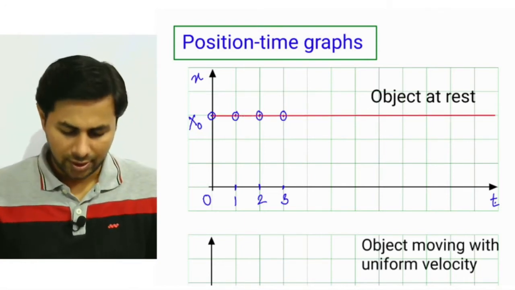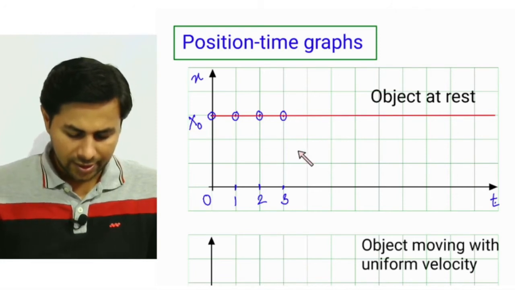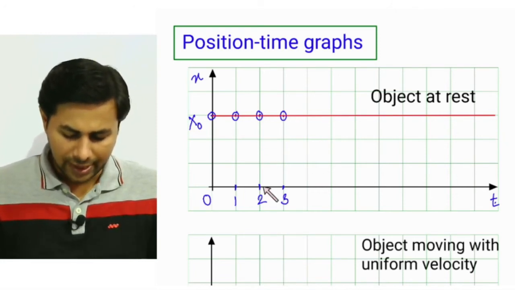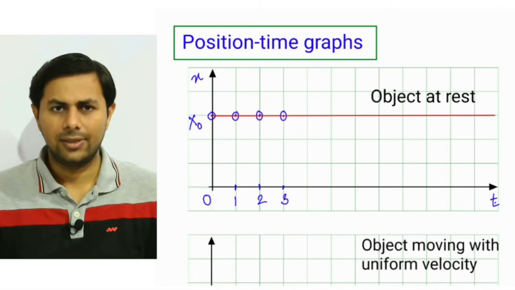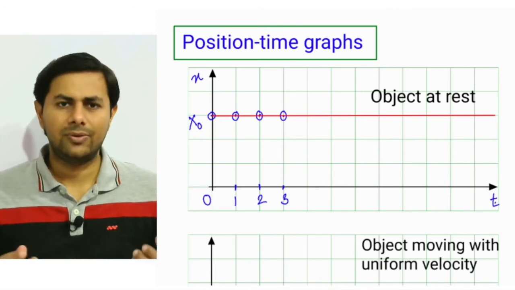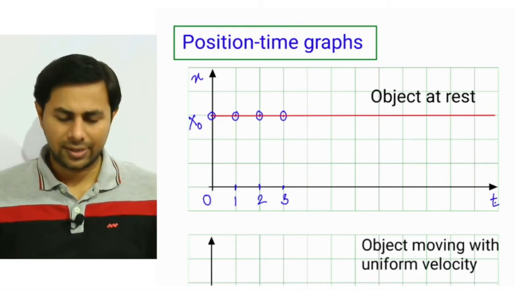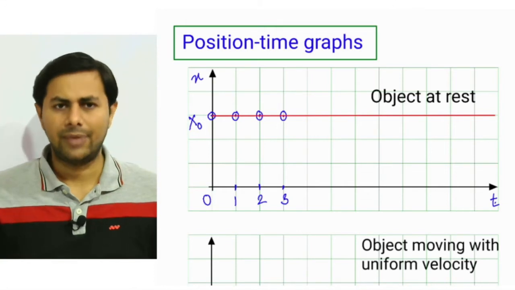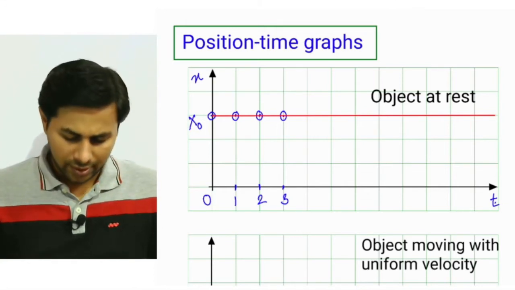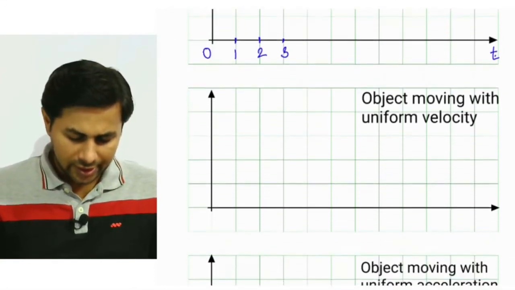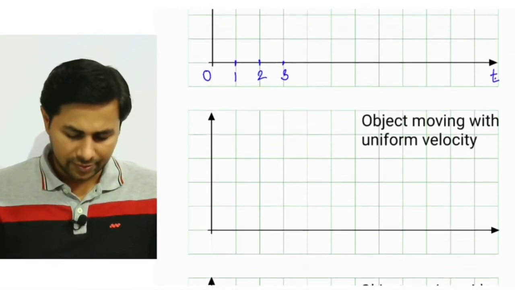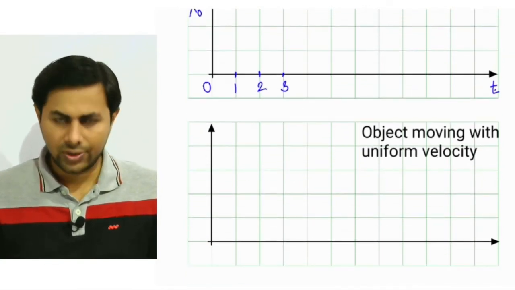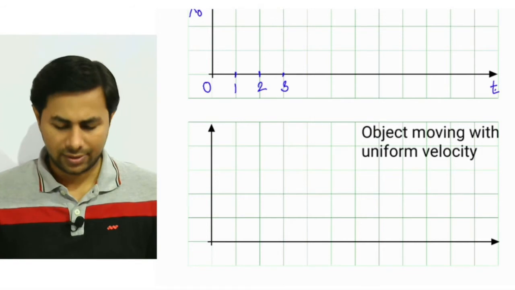As we can see, this graph is parallel to the time axis. So the position versus time graph for an object at rest is parallel to the time axis. Now let's consider the next case, the object moving with uniform velocity.